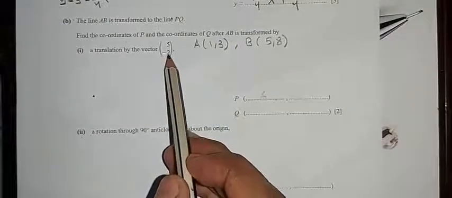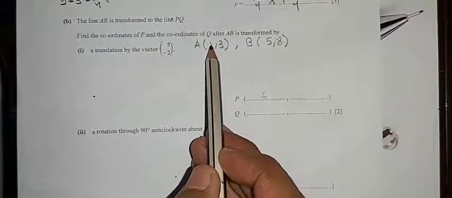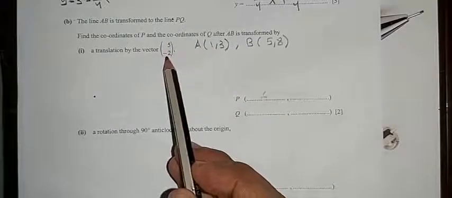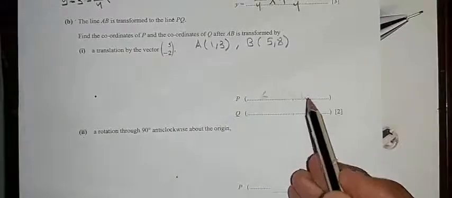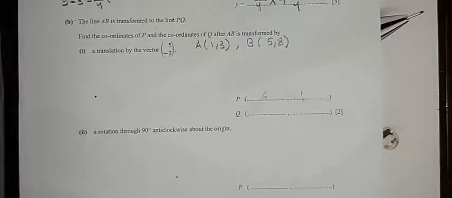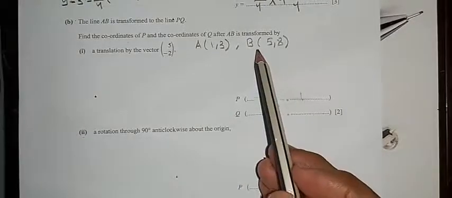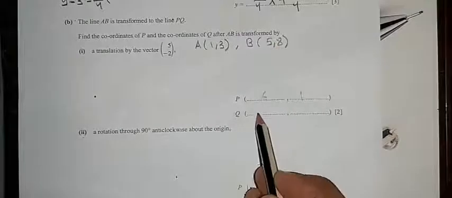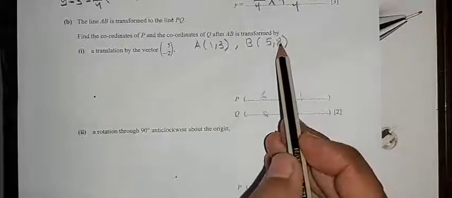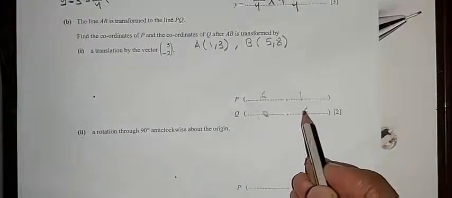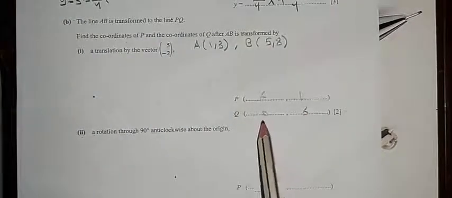Minus 2 plus 3 is 1, so the point P is (6, 1). The same with point B: 5 plus 5 is 10, and 8 plus negative 2 is 6. The second point Q is (10, 6).